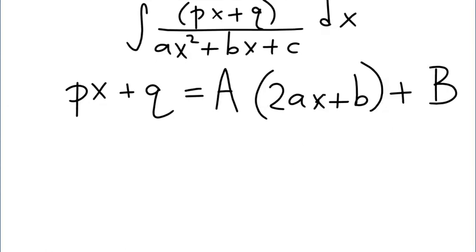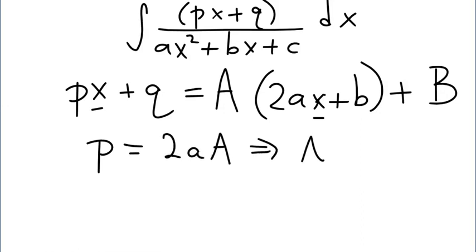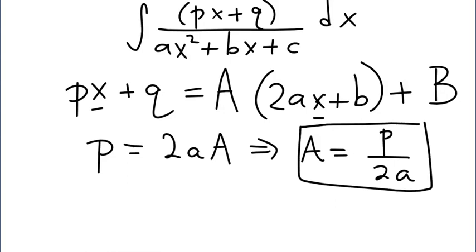To find capital A, let's compare the terms with x. So the coefficients of these x terms, by equating them left and right, you get p equals 2 little a capital A. And solving for capital A, you get little p over 2a. So this is capital A.